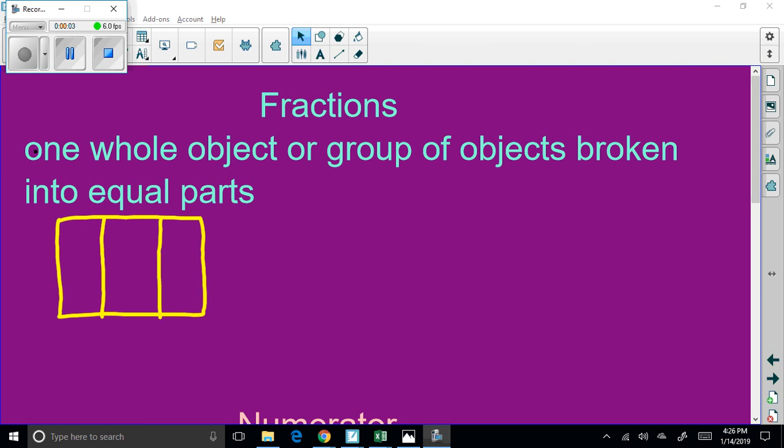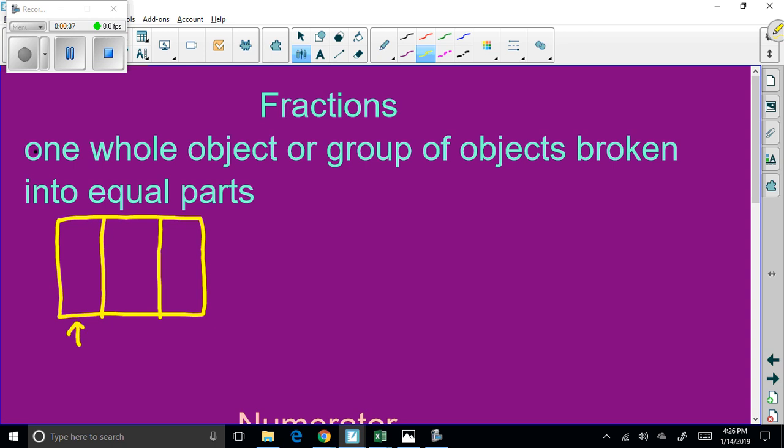Fractions: one whole object or group of objects broken into equal parts. As you can see, I have one shape here, and my shape right now is a rectangle. The rectangle is broken into three parts that are roughly the same size. We call those sizes equal because they're all about the same length, same width, and it takes three of them to fill up this one rectangle.